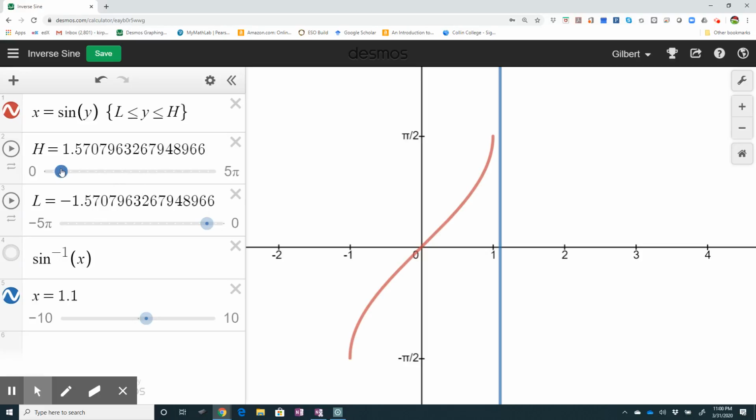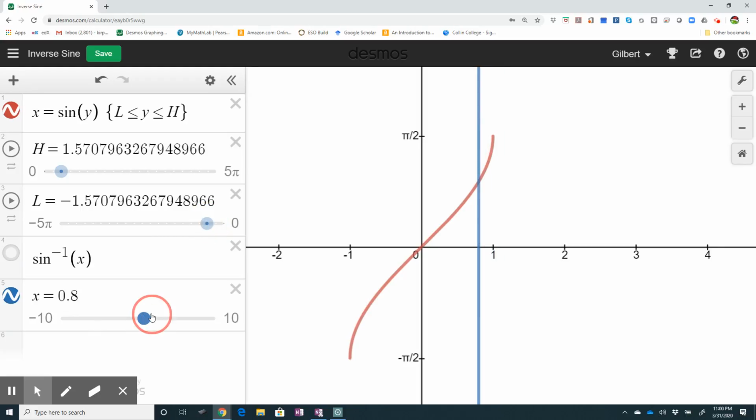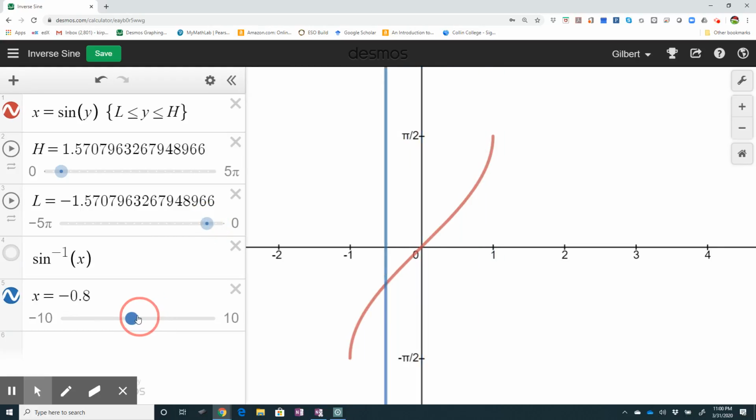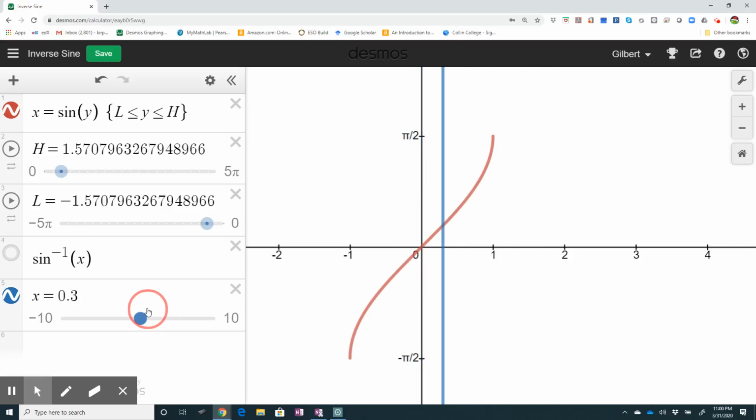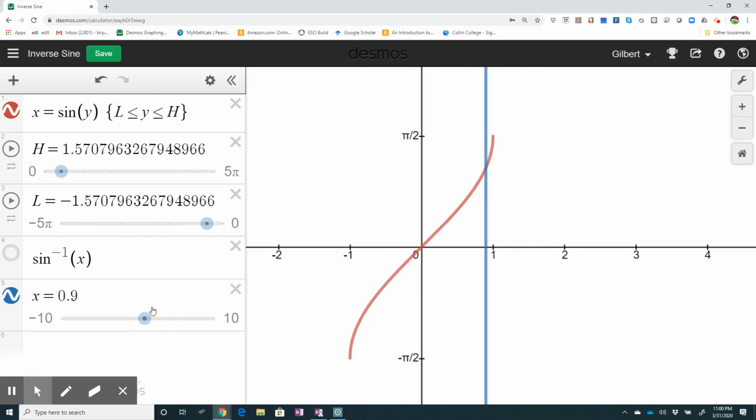Again, I can't go any further up because then it fails the vertical line test. I can't go any further down because it fails the vertical line test. So this little sweet spot between -1 and 1 is the only part that works. And then it's a function. So when they say inverse of sine, this is what they're talking about. So it's a very limited function. So we're going to graph it.